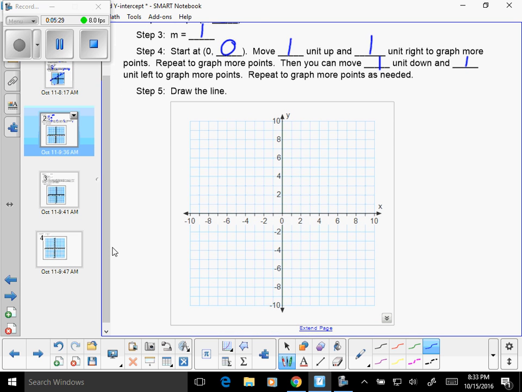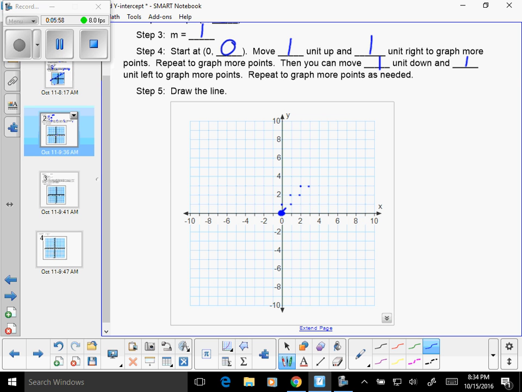So I start at 0, 0. I move up 1, right 1. Up 1, right 1. Up 1, right 1. Now, do you notice what's happening? I'm actually going through all the corners of the little squares. I like to call these the kitty corner type lines.